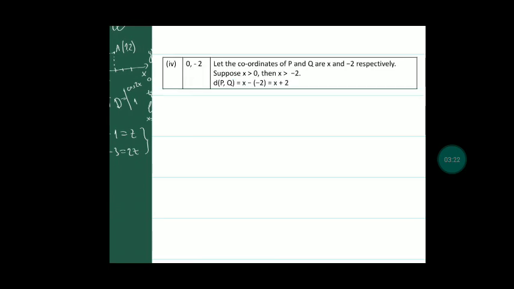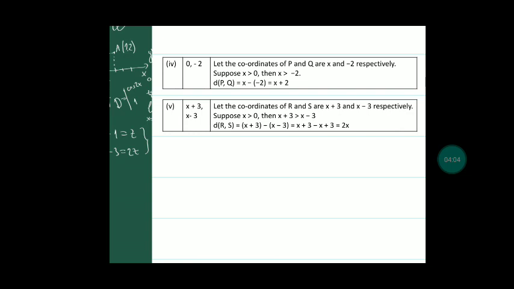Fourth pair is x and minus 2. Let the coordinates of P and Q be x and minus 2 respectively. Suppose x is greater than 0, then x is greater than minus 2. Distance of PQ is equal to x minus in bracket minus 2, is equal to x plus 2.